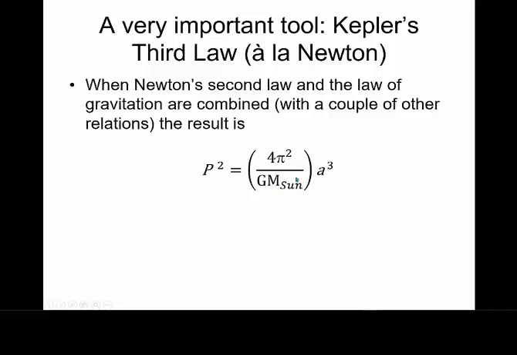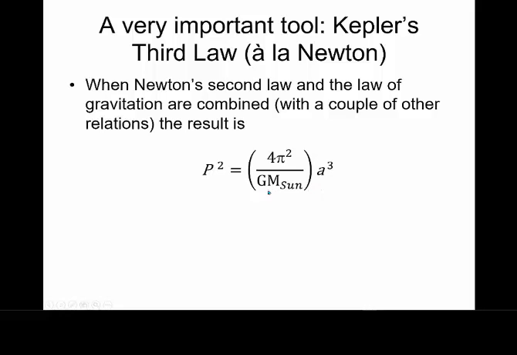Well, what do you know? That's why all the planets orbiting the sun have the same c constant in Kepler's third law, p squared equals c a cubed, that it's the mass of the sun that determines the properties of the planetary orbits. Now, by the way, this is an approximation. What should be down here for a more complete version would be the mass of the sun plus the mass of the planet.